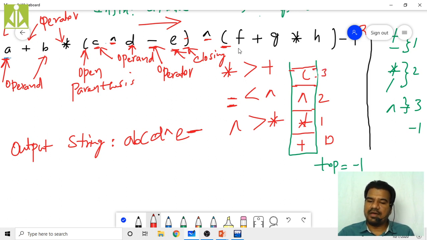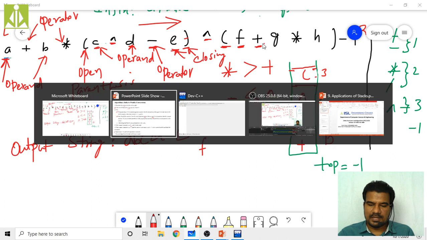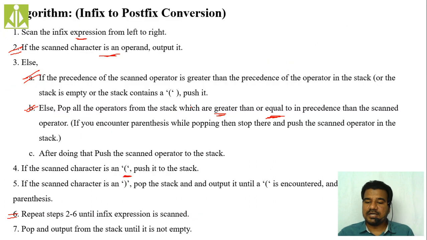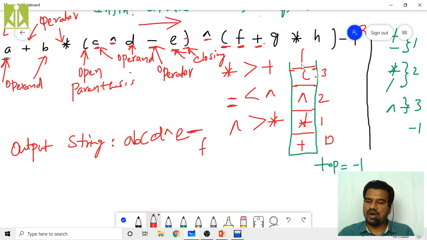Then we have F. What is this F? It is an operand. So add it to the output string. I'm writing F over here. Then we have plus sign. What is it? It is an operator. Plus is an operator, and we have open bracket at the top of the stack. So push the scanned character.